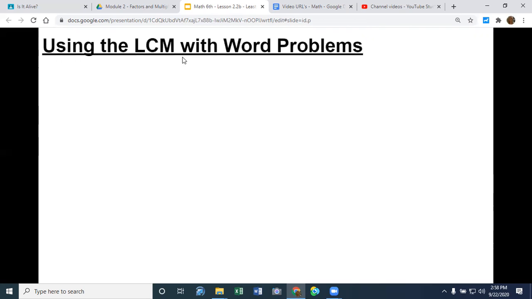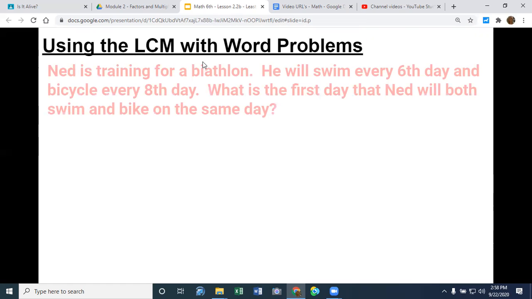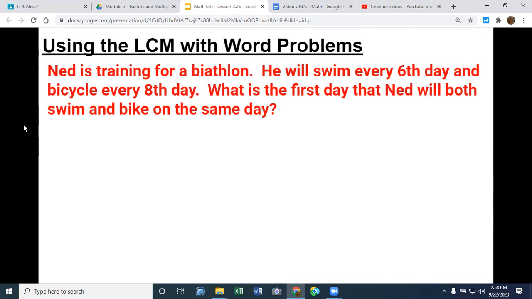So, using the least common multiple with word problems. Ned is training for a biathlon. A biathlon is when you do biking and running. Oh, no, in this case he's swimming and biking. He will swim every 6th day and bicycle every 8th day. What is the first day that Ned will both swim and bike on the same day? This is a least common multiple word problem. You want to know when something will happen at the same time.